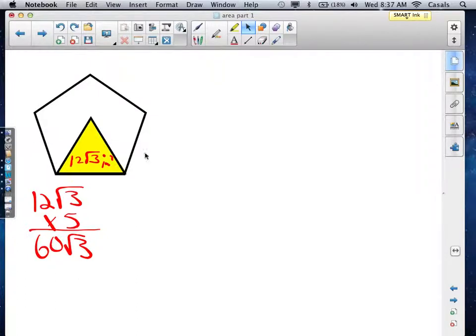Here I have a pentagon, and the area of this triangle in the pentagon, let's assume it's an equilateral triangle, is 12 times the square root of 3. And they might ask you a question, for example, that says, what is the area of the entire pentagon? Well, I would hope that you notice that I could put more triangles into the pentagon, right?